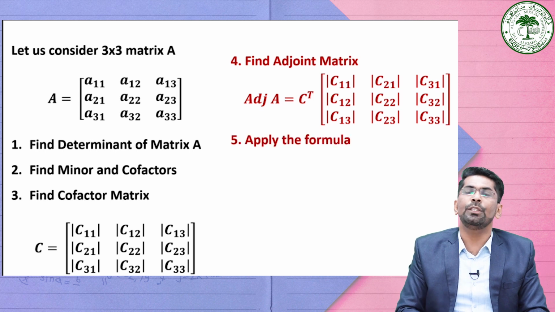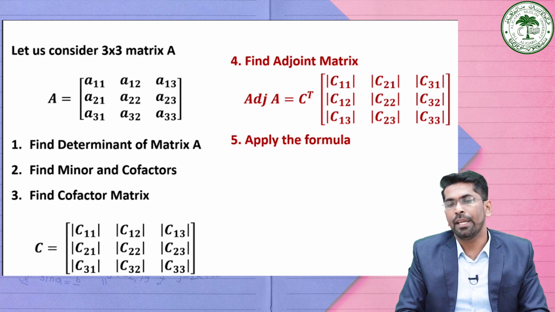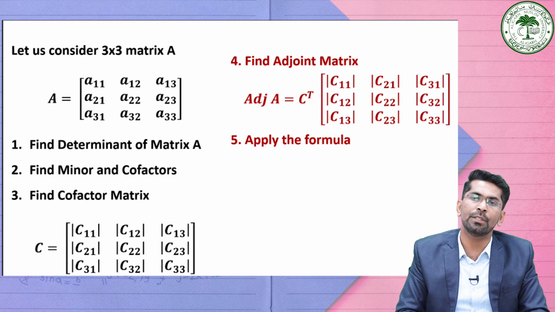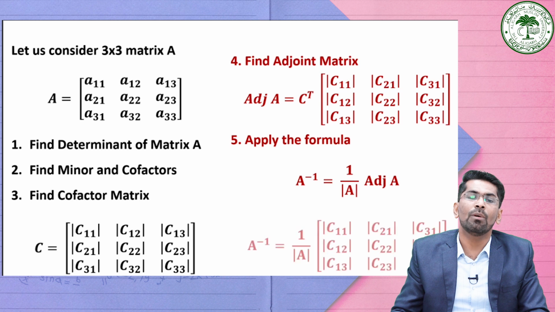After finding the adjoint of a matrix, we can apply the formula for calculating the inverse of a matrix. And we know the formula: the inverse of a matrix is equal to 1 by the determinant value of the given matrix into the adjoint of the given matrix A. So by using this particular formula you can find the inverse of a given matrix.